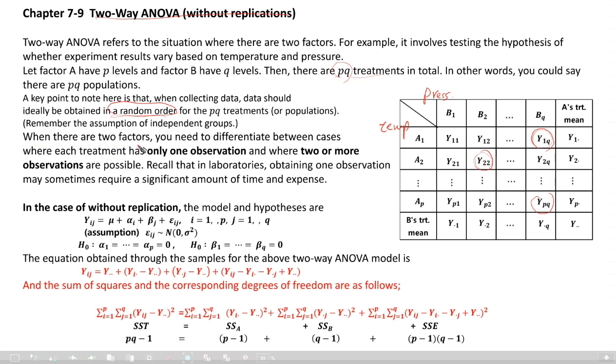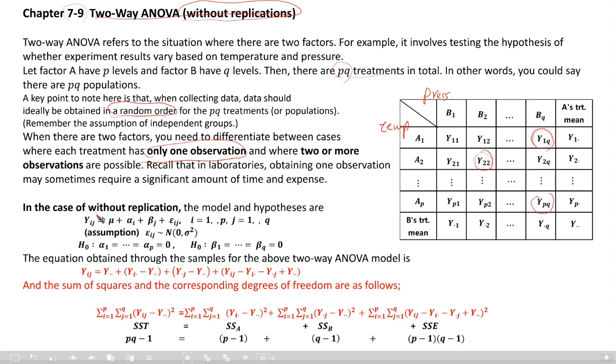When there are two factors, you need to differentiate between cases where each treatment has only one observation and where two or more observations are possible. So in this section, we just talk about the case without replication, only one observation. Recall that in the lab, obtaining one observation may sometimes require a significant amount of time and expense. So it is pretty hard to get two or more observations.